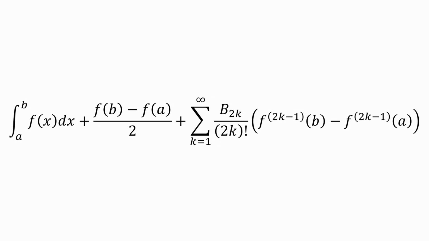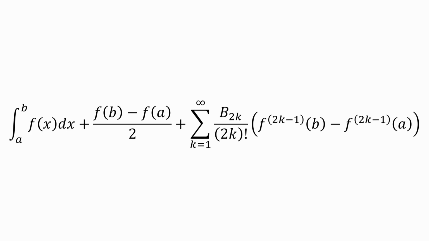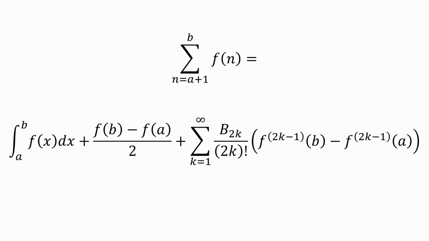As a reminder of what this thing is actually finding for us, it finds the sum from a plus 1 to b of f of n. It would be nicer if the sum went from a instead of a plus 1. We can fix this by adding f of a to both sides. Wow, what a monster this thing is.